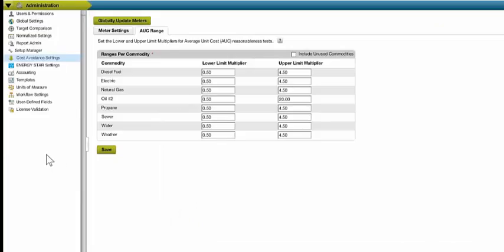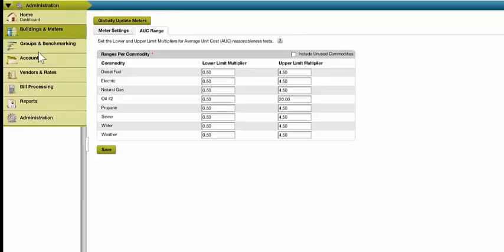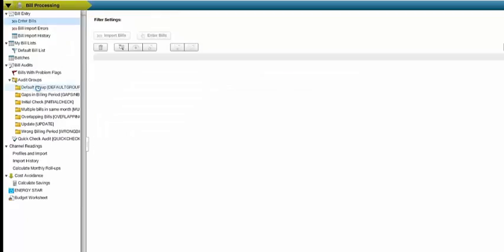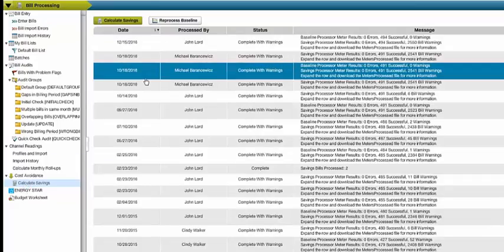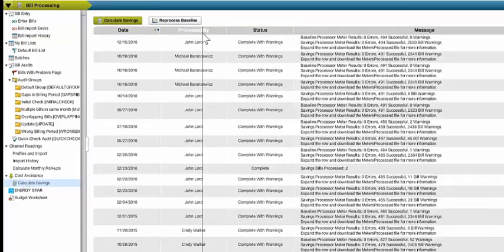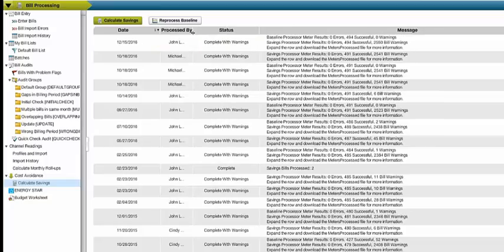And then the final thing I wanted to point out was in bill processing. This is where we actually run the calculations. In calculate savings, this is where we process the baseline and then process the ongoing month-to-month savings.